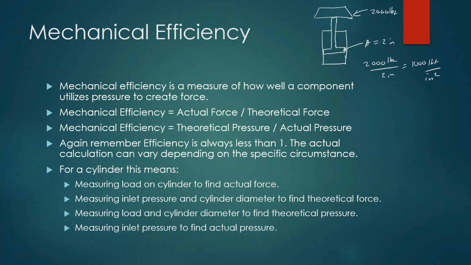Easy peasy. But if you actually measure this, you take a pressure gauge and put it on there, and it says, hey, my pressure is 1,100 psi. You're like, what the heck? It's requiring 1,100 psi, and it's only moving a 2,000 pound load. That 1,100 psi should be moving what, 2,200 pounds, right? What happened to that extra 200 pounds? Well, that's actually caused by friction.